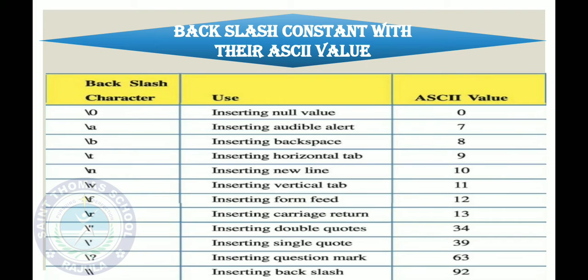Then \t, to insert a horizontal tab, the ASCII value is 9. Then \n, to insert a new line, means to go to a new line, the ASCII value is 10. \v, to insert a vertical tab, ASCII value is 11. \f, that is inserting a form feed, ASCII value is 12. \r, inserting a carriage return, the ASCII value is 13. Then \double quote, to insert double quotes, that is 35. \single quote is used to insert a single quote, ASCII value is 39.